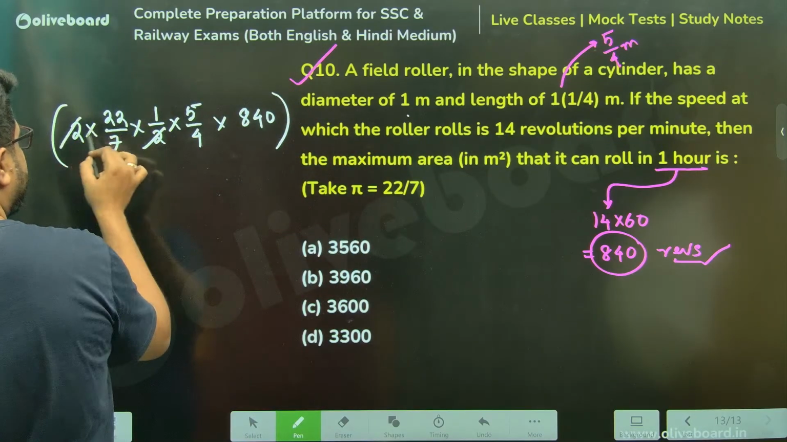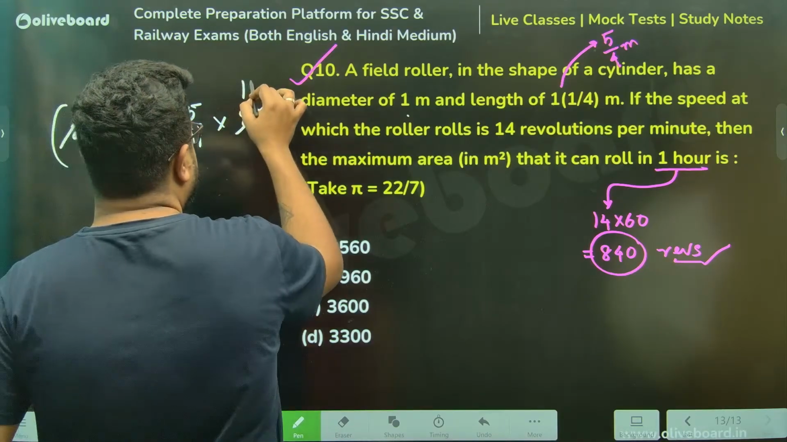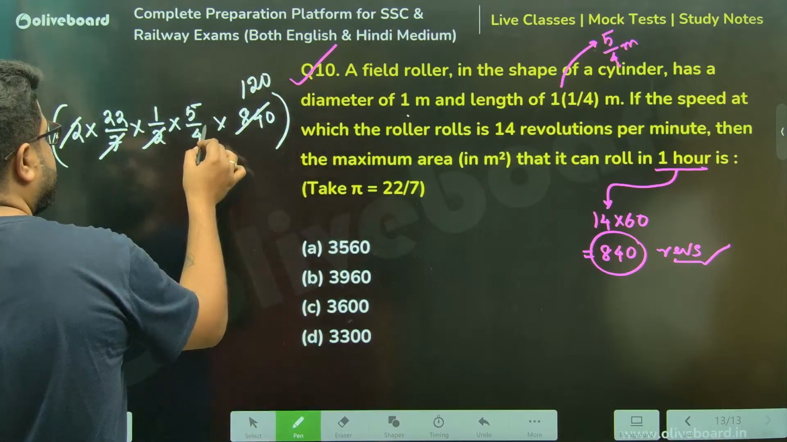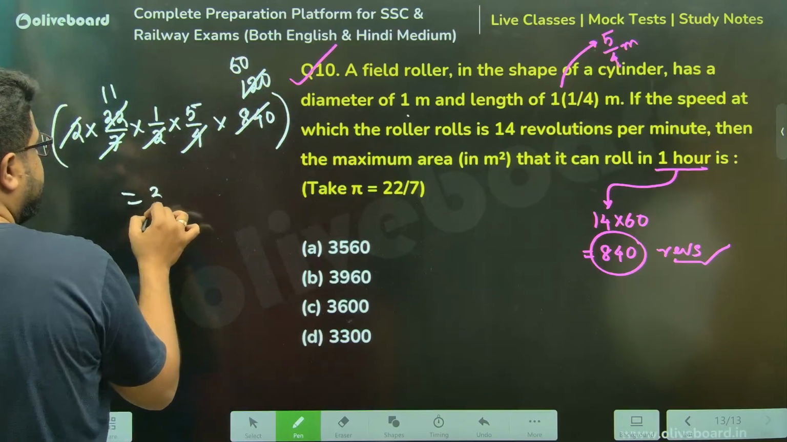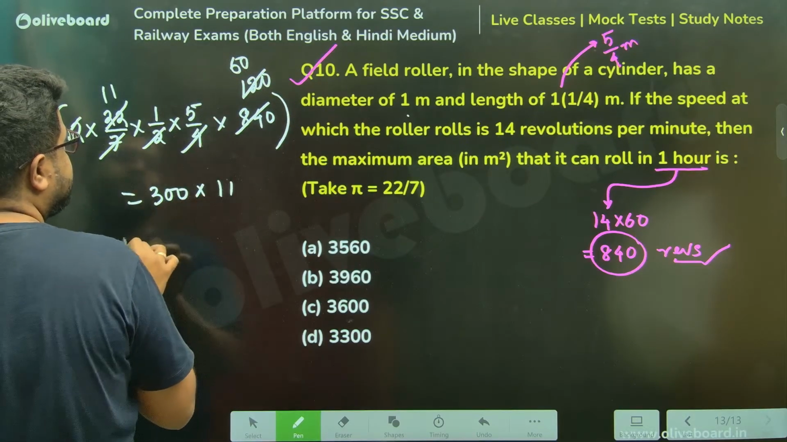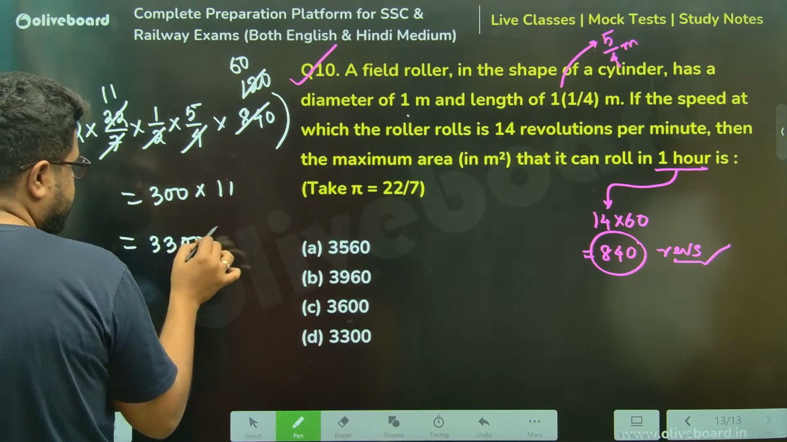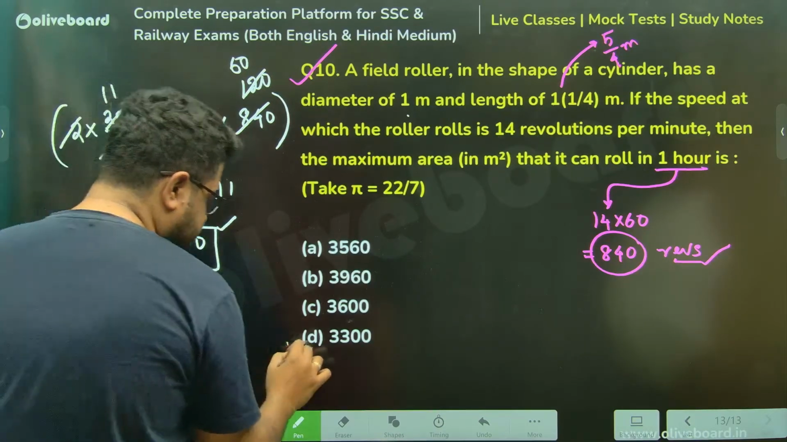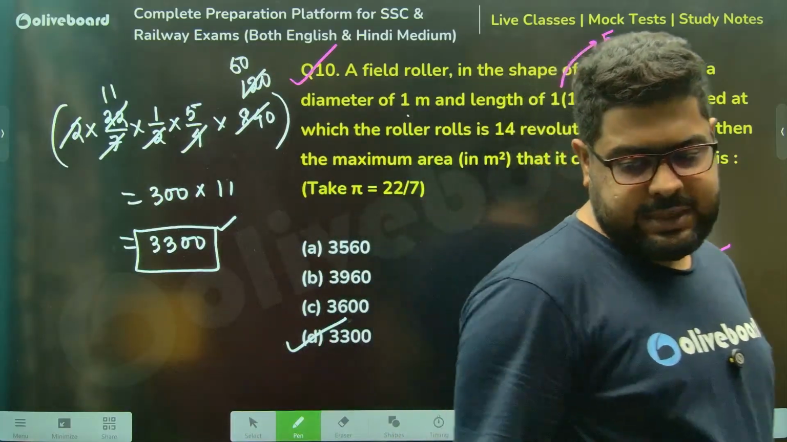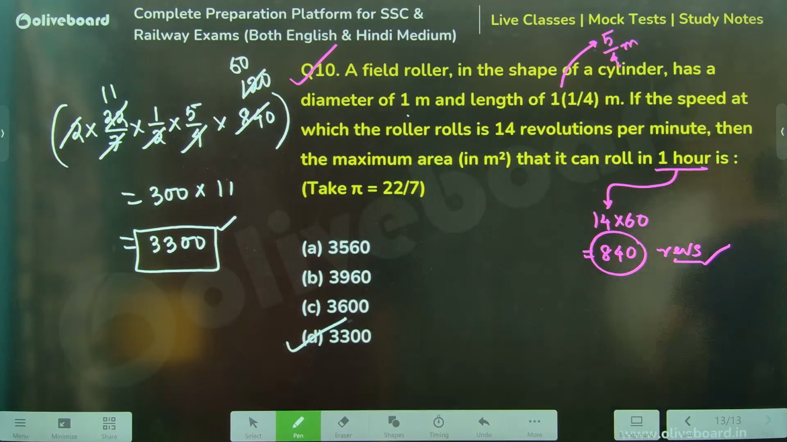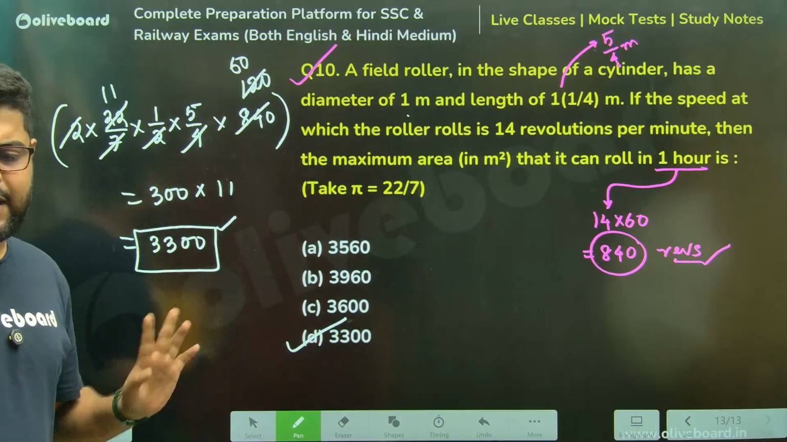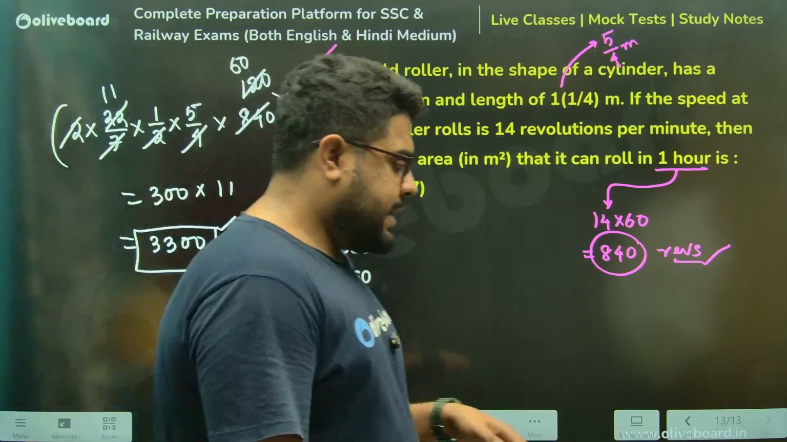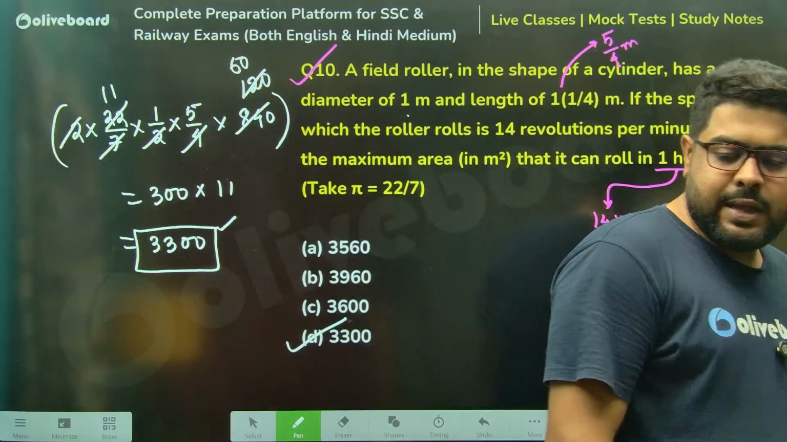So let's do this. 2 gone, 7 12s are this, 4 says, so this is 11, this is 60. 300 into 11, so 3300. That's your correct answer, option number D. Clear, everyone? Very simple stuff. And that will be all for this particular class.